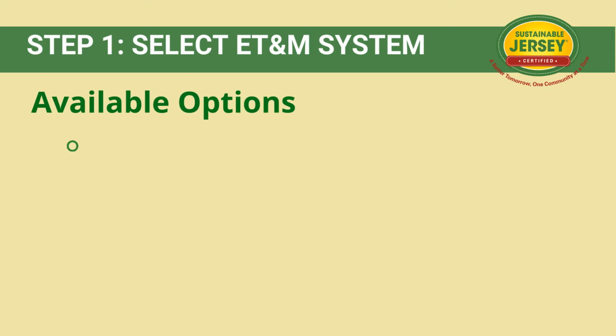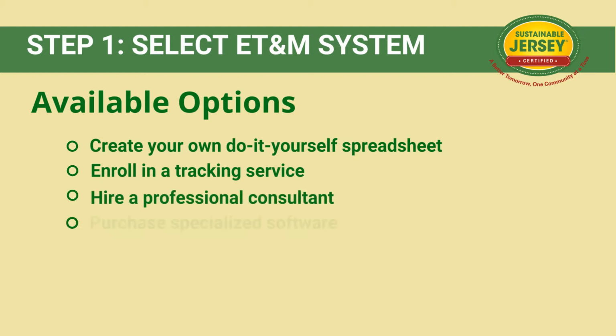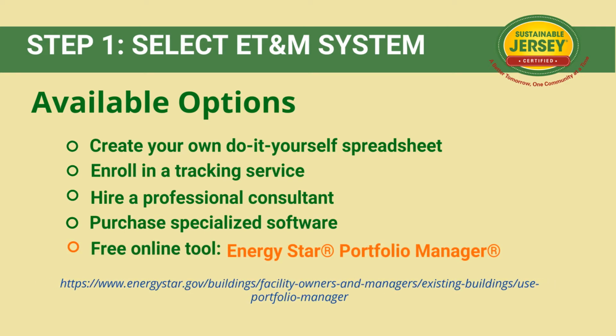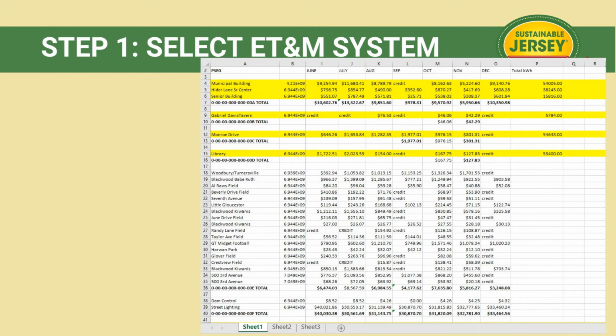You can create your own do-it-yourself spreadsheet. You can enroll in a tracking service. You can hire a professional consultant. You can purchase specialized software, or you can use one of the free online tools, such as Energy Star Portfolio Manager. This is a sample do-it-yourself spreadsheet for energy tracking and management using Excel. Utilities can be separated by sheets with columns for building name, meter number, and monthly charges.